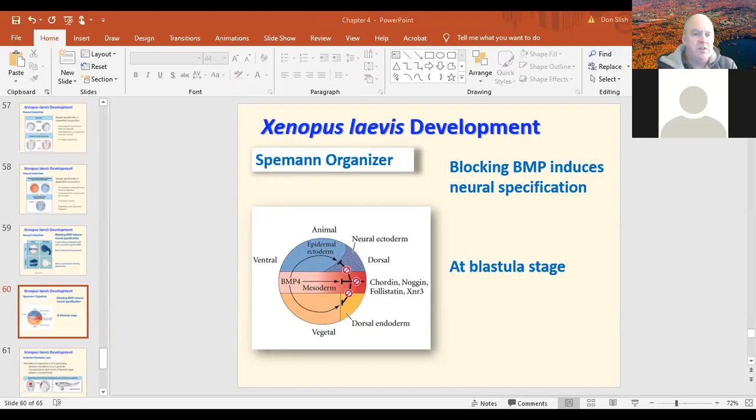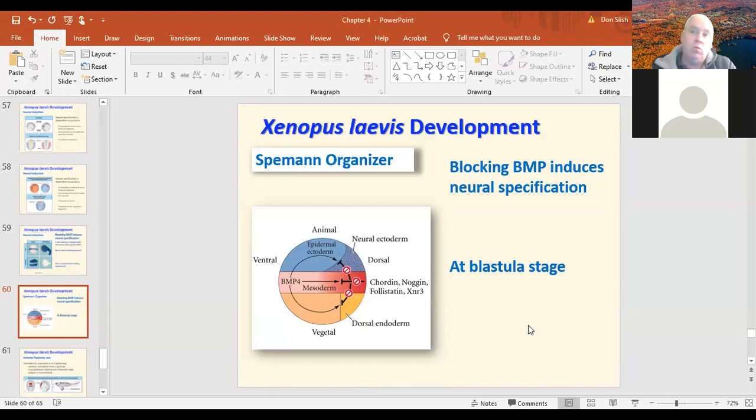Another thing about this is if you knock out one of them, hang on, let me make sure I'm getting this right before I say it wrong. Okay, so if you knock out all three blockers. So we've got three different blockers here, chordin, noggin, and follistatin.